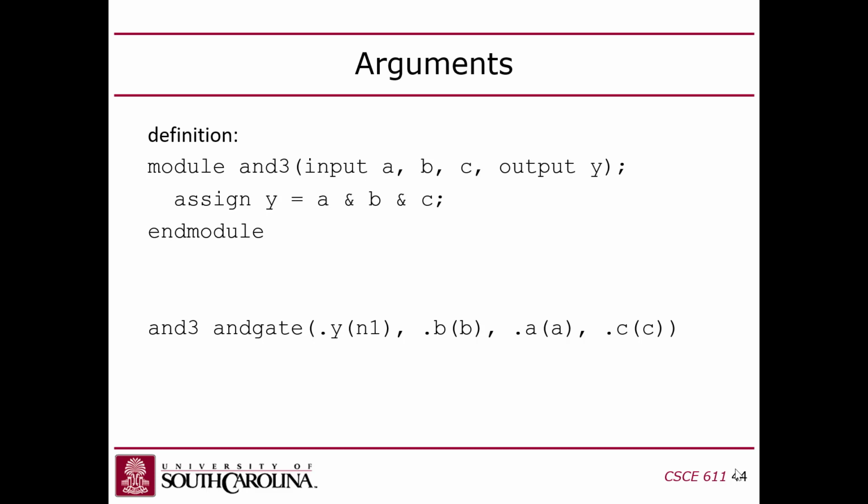So I would create that module, and then if I wanted to use that module, it's actually kind of similar to creating an object in Java. You put and3 first, because that defines the type of module you want to instantiate, and then you give it a name, AND gate.